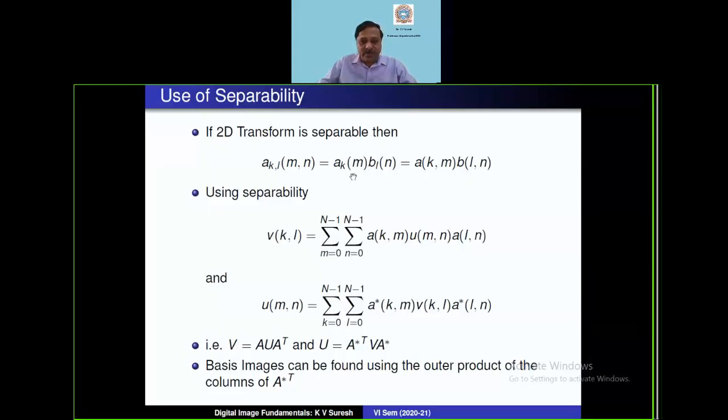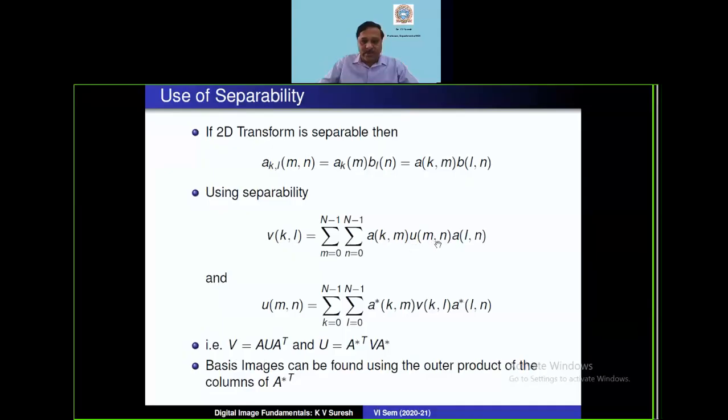So if this condition is satisfied, again with an example, I'll justify it in the next few minutes. I can just write this as AKM and ALN, or of course I can write it as BLN also. But since they are similar, we are using the same notation. So this two-dimensional forward transform can now be represented in terms of matrix multiplication.